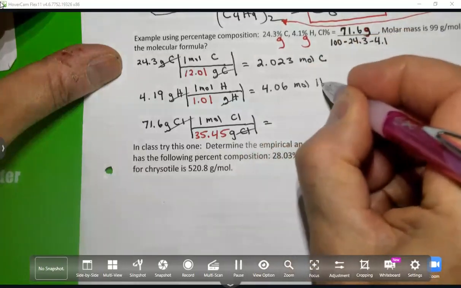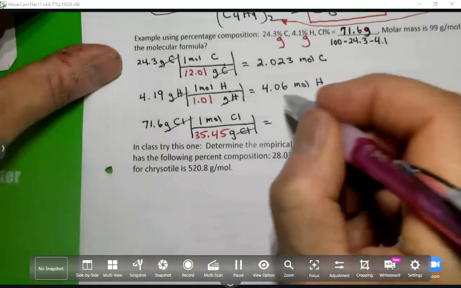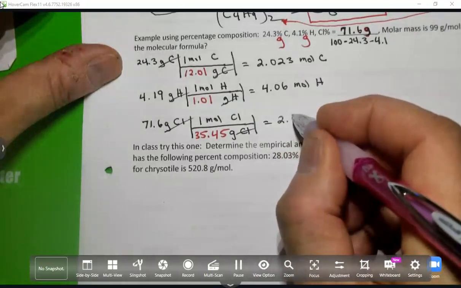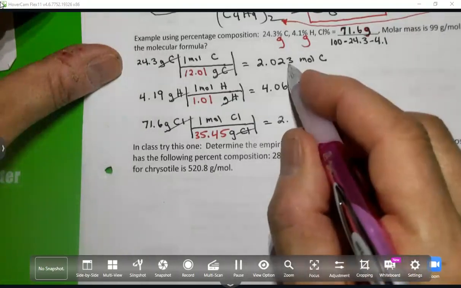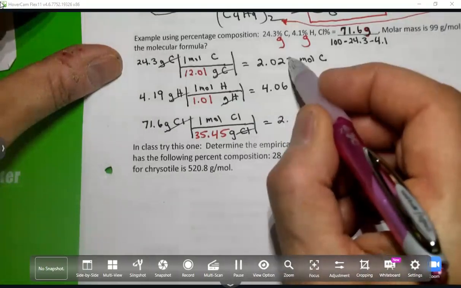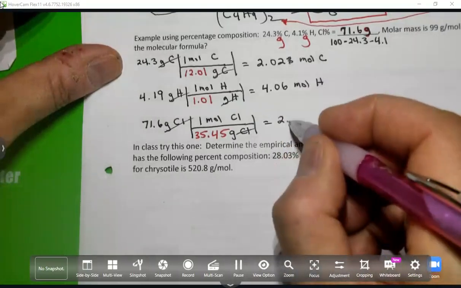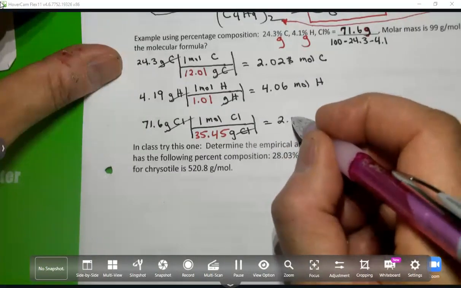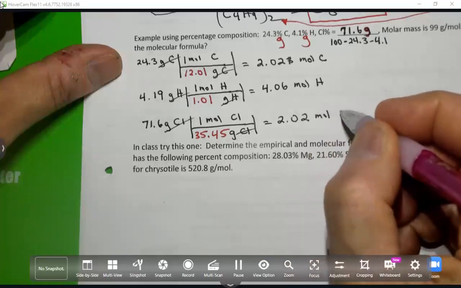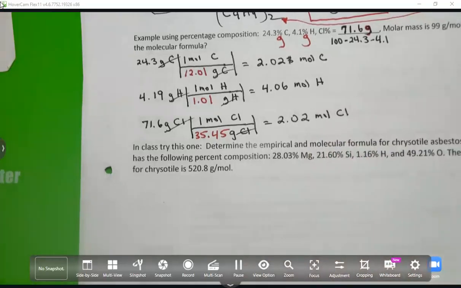4.06 mole of hydrogen. And 2.02 mole of chlorine. I did an extra sig fig, didn't I? It's not a bad idea to keep an extra number here. Usually I tell students to keep an extra sig fig, but let's see what happens. Okay, so that's everything in moles.